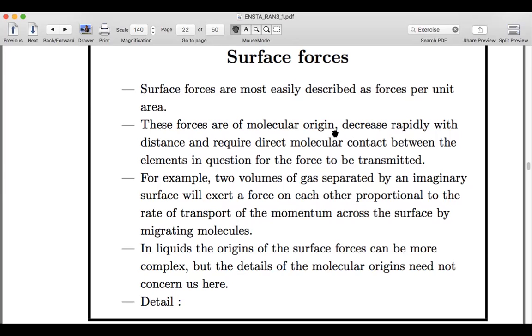from the one body to the next. And even leaving it general in that sense, you can imagine that these forces decrease rapidly with distance, and they require direct contact, or contact at least in terms of molecules. So the molecules are close enough that the electrostatic forces between them, or even forces of quantum mechanical origin, become important.